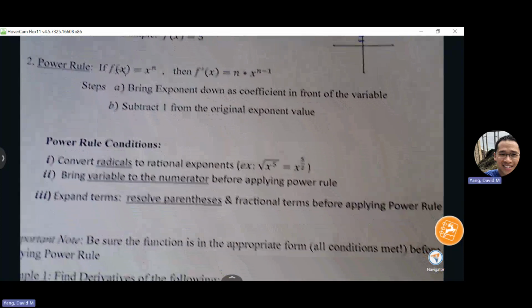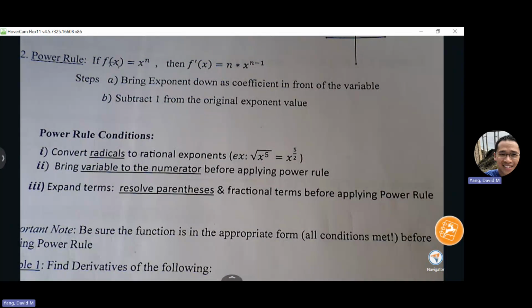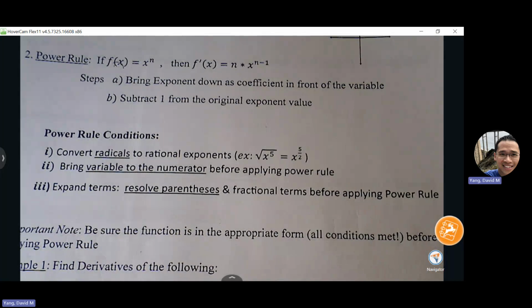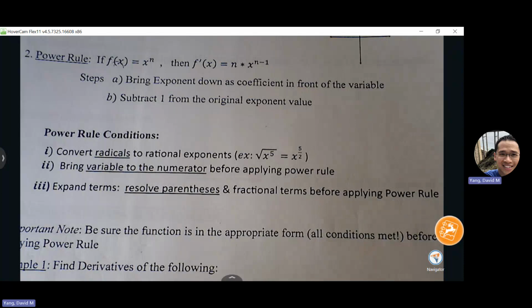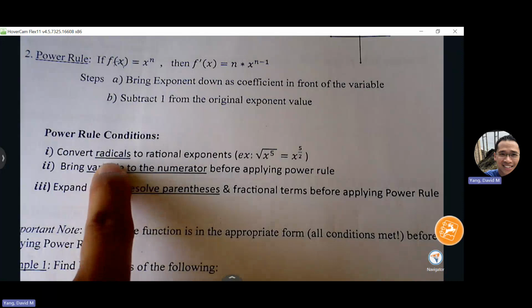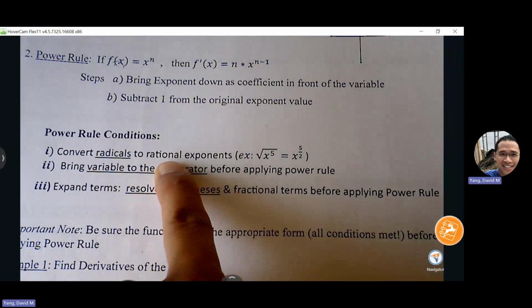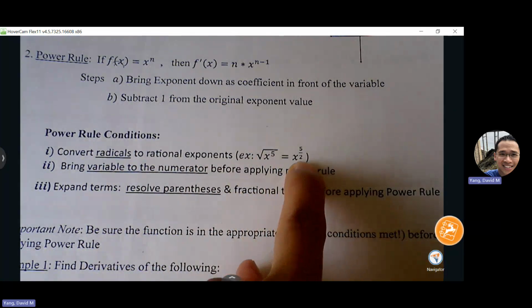Now, power rule is going to be very useful. It's going to be the one that you use more often than any other rule. However, it comes with conditions. There are times when we don't want to use power rule. There are times when we may be tempted to use power rule in places that are either not ready for it or places that cannot be used. So first, this is more of a helpful thing. We always want to convert radicals to rationals. That way we can clearly see the exponent in play.